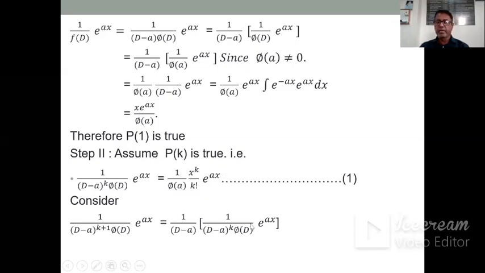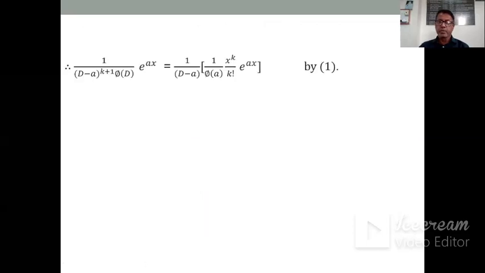We use this result directly here. We have assumed this. This is equal to how much? X to the power k e to the power ax upon k factorial into phi of a. Therefore, we obtain the left hand side as 1 upon d minus a, and this is x to the power k e to the power ax upon k factorial into phi of a, by our assumption 1.